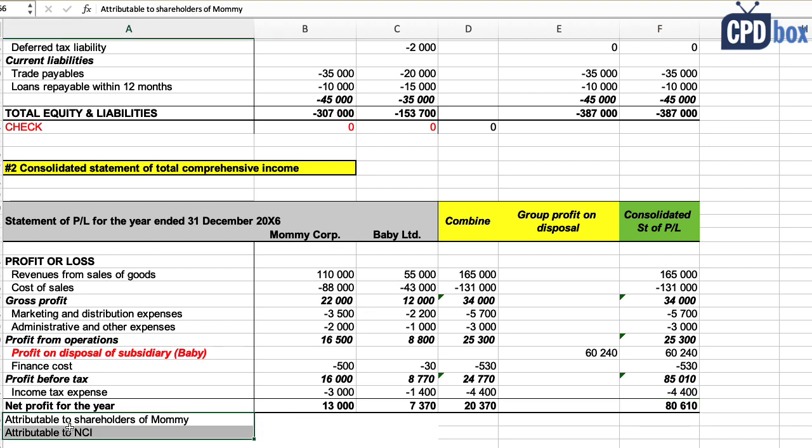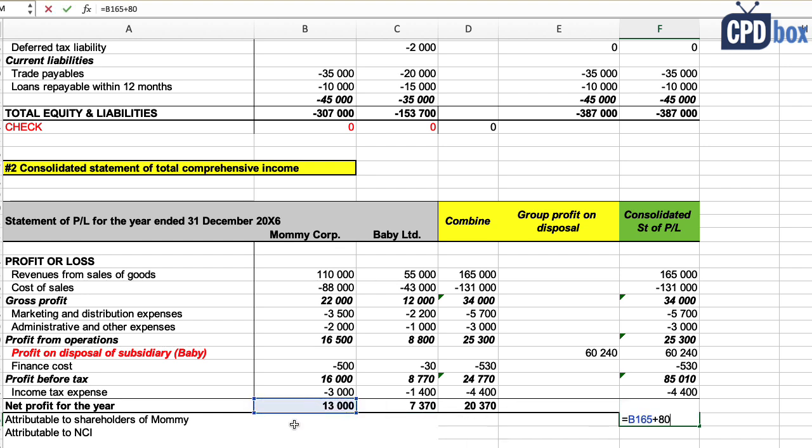One more thing. It's necessary to prepare the breakdown of the profit for the period and state what part is attributable to the owners of the parent and what part is attributable to non-controlling interest. So, to the owners of the parent, we attribute full mommy's profit and 80% of baby's profit and also the full profit on disposal because that profit belongs to the owners of the parent. To the non-controlling interest, we attribute just 20%, which is the percentage of non-controlling interest of the baby's profit.